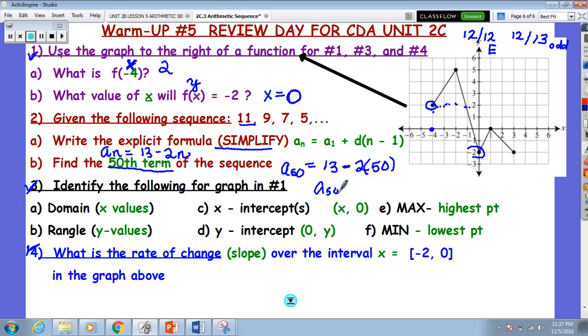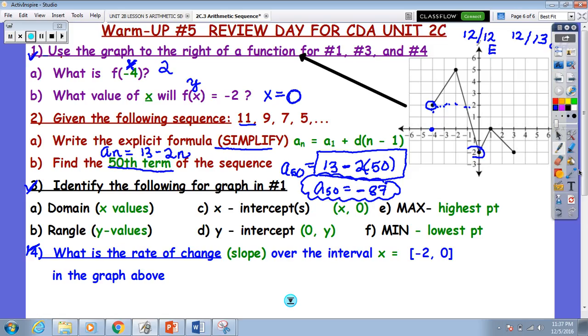So when we simplify this, remember you put this side in your calculator exactly as you see it. A 50 is going to equal negative 87. Okay? And this is my answer for part B. So I'm going to write it over here because I'm going to need to clear the space again to work the next couple of problems.